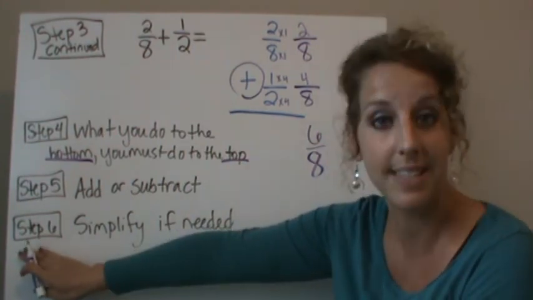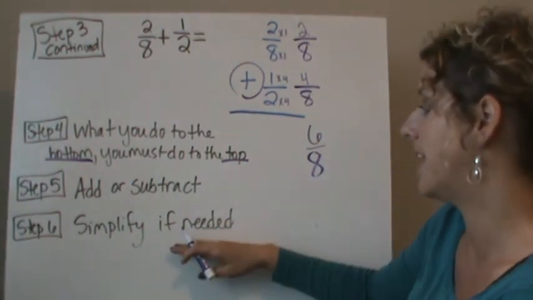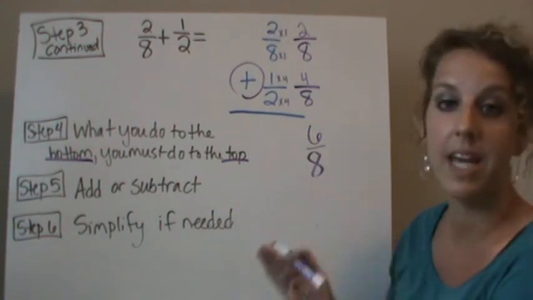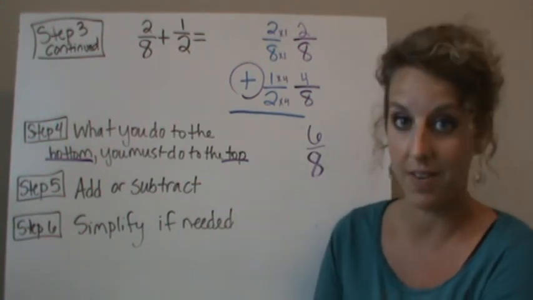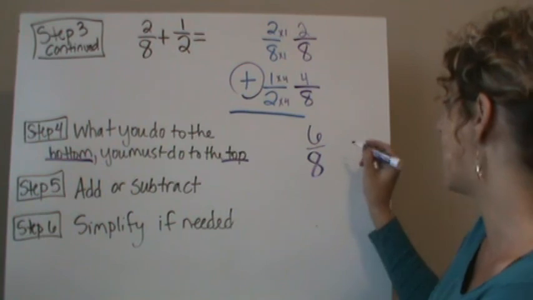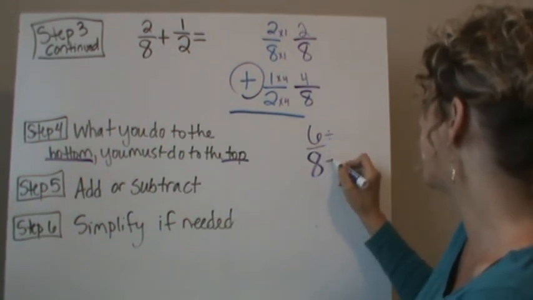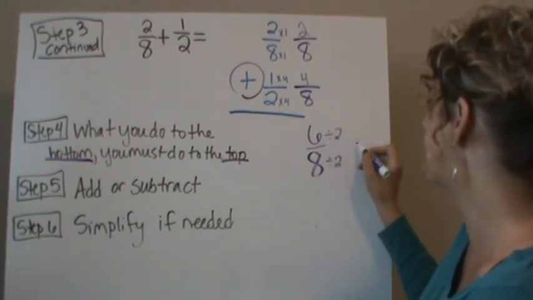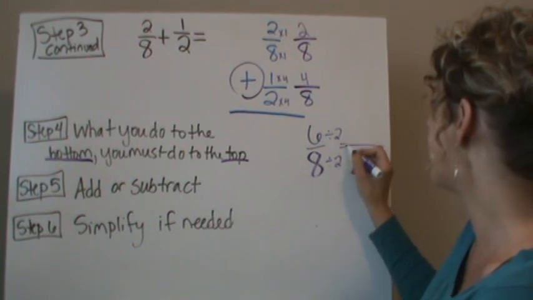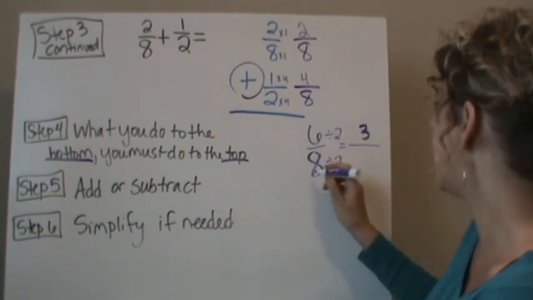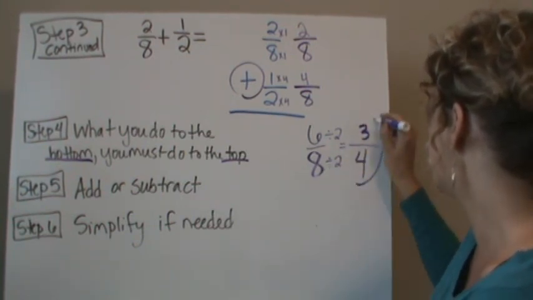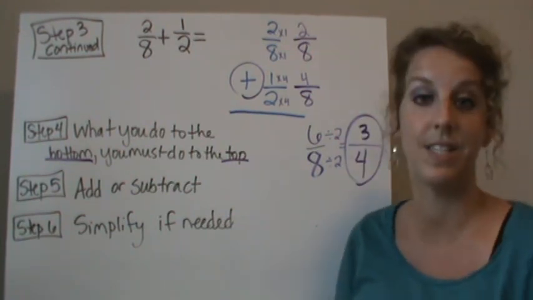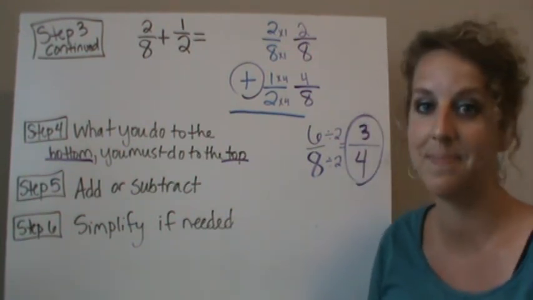Now your last step is to simplify if needed. And hopefully here you see that these numbers are even, so we can simplify. They're both even numbers, so we can divide them by 2. 6 divided by 2 is 3. 8 divided by 2 is 4. So your simplest answer is 3/4.